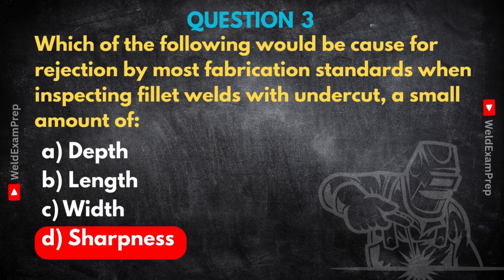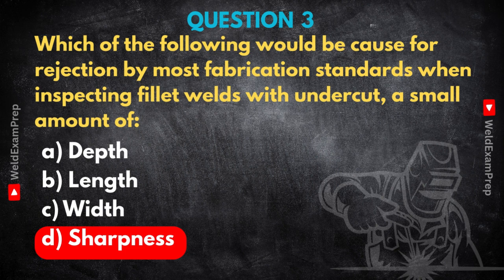Sharpness, not depth or length. Well, standards will almost always give limits for depth and length. Undercut shall not exceed 0.5 millimeter depth, or continuous undercut limited to 25 millimeters, things like that. But a sharp undercut, that's often cause for rejection pretty much universally, even if it's technically within the size limits for depth or length. Why? Why is sharpness so critical?